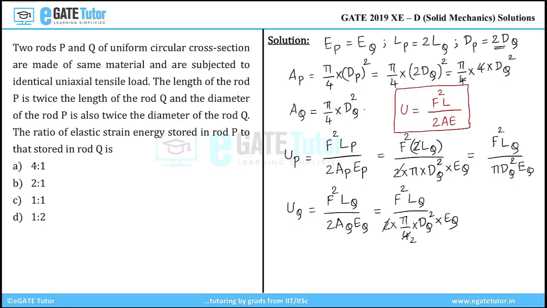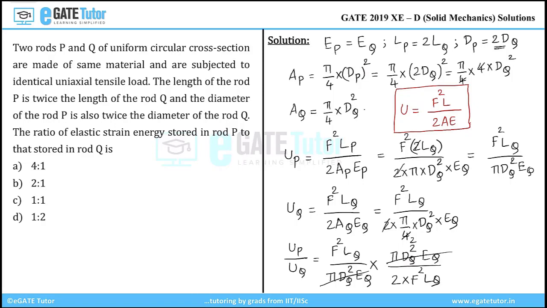Now we are asked to calculate the strain energy stored in the rod P to the strain energy stored in the rod Q. That is F square LQ divided by pi dq square EQ into pi dq square EQ divided by 2 times F square LQ. Pi dq square EQ will cancel out. F square LQ and F square LQ will cancel out. Therefore, the ratio of strain energy stored in the rod P to rod Q turns out to be 1/2. That matches with option D.